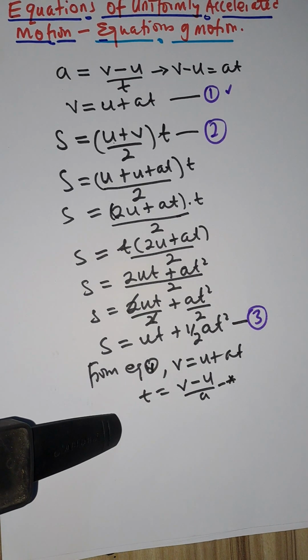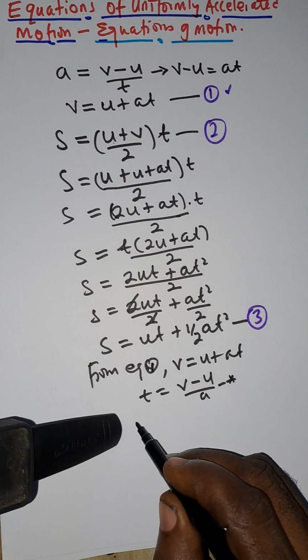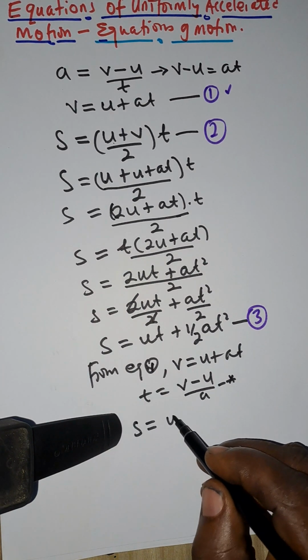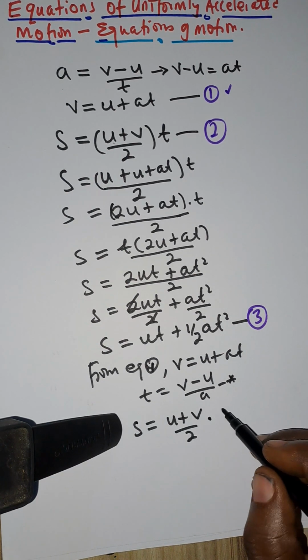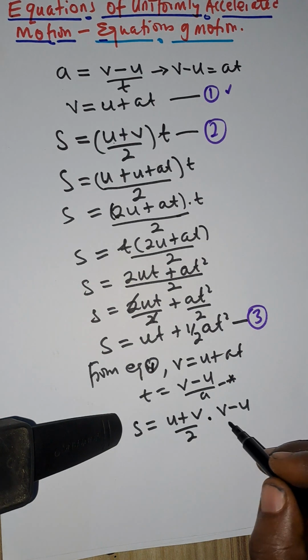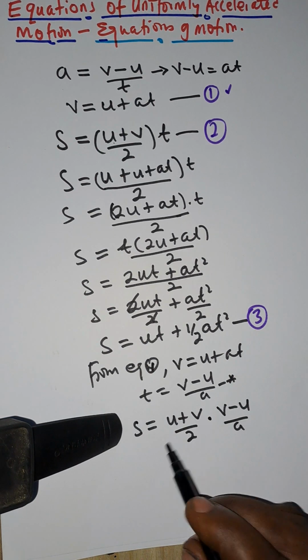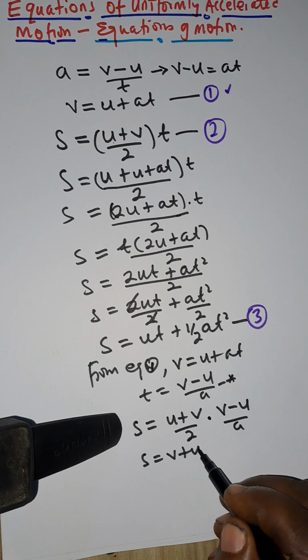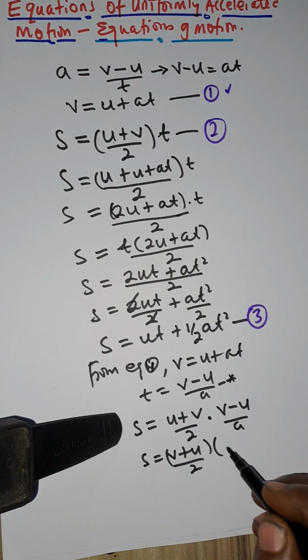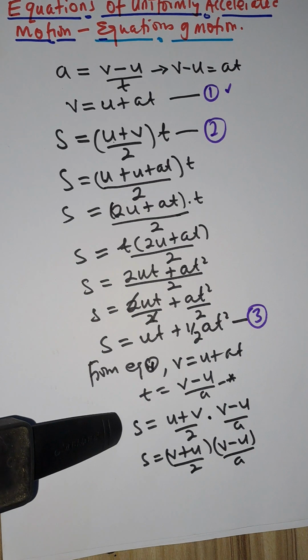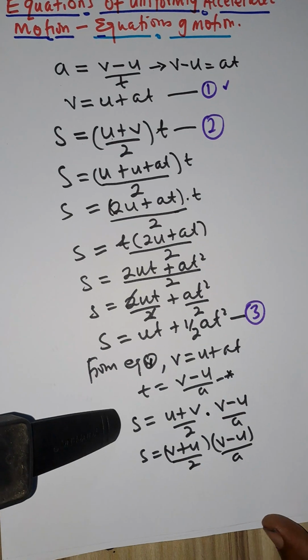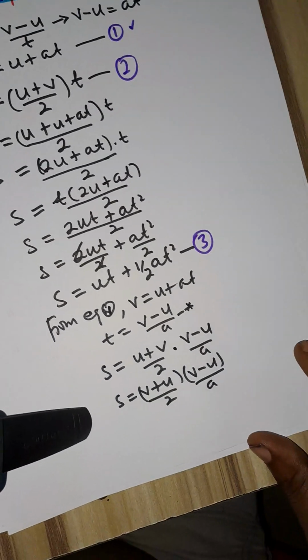we use equation star in equation 2, we have s equals u plus v all over 2 times v minus u all over a. Okay, I can change this. This can be v plus u multiplying v minus u, and a is there. Okay. I shift this a little for space.